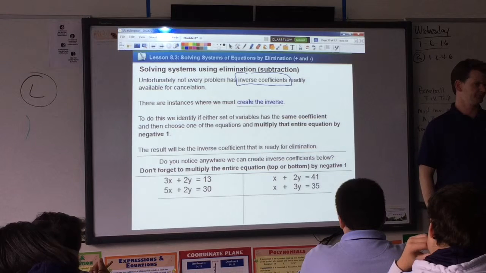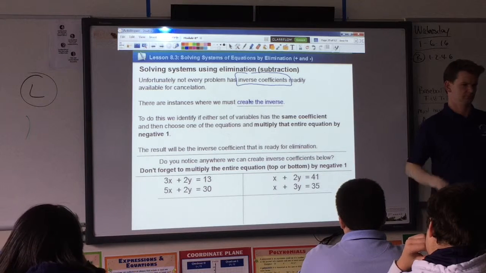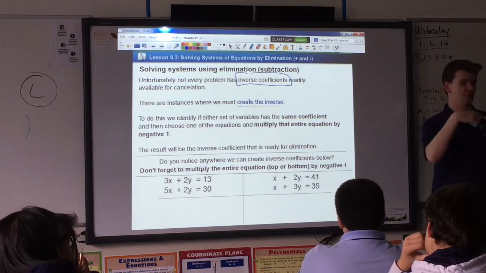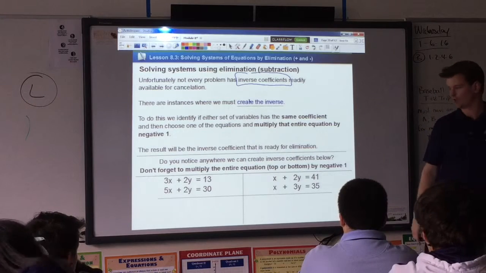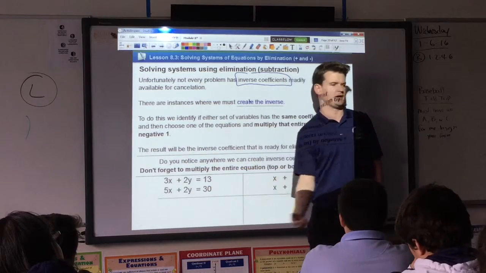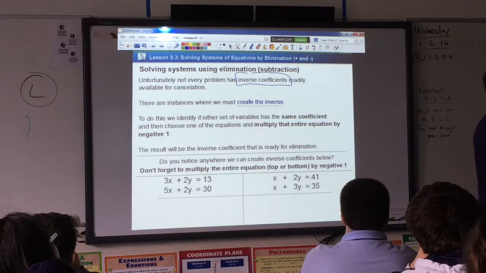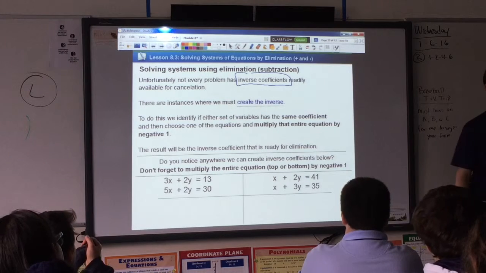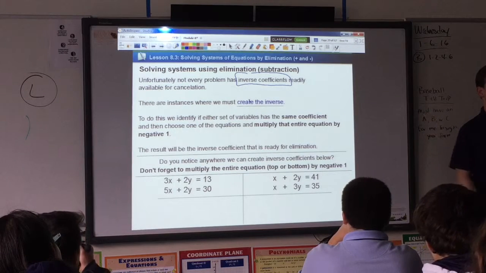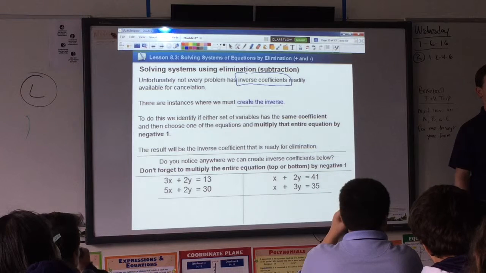Anybody know why we do that? So that we can create an inverse coefficient. What happens if I multiply 2y by negative 1? Negative 2. It becomes negative 2y. Did I just create my inverse? Yes, I did. And then I'm able to cancel out the y's and go back to the routine of solving the problem.